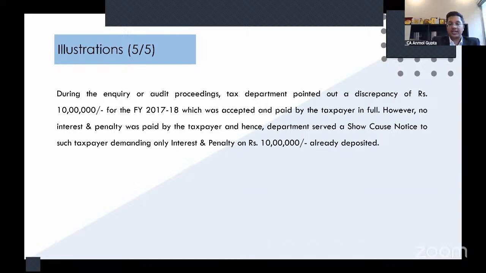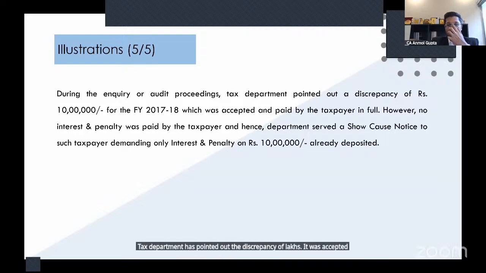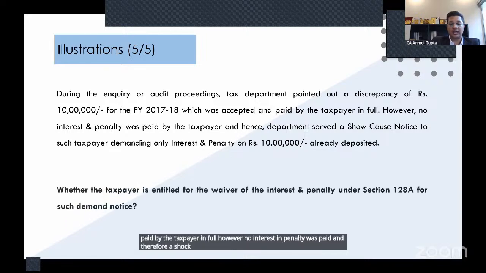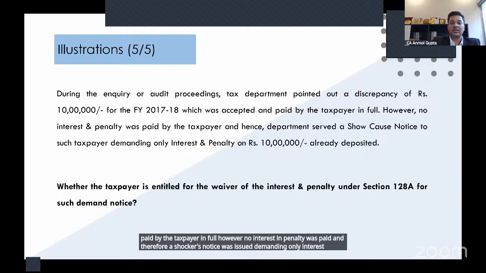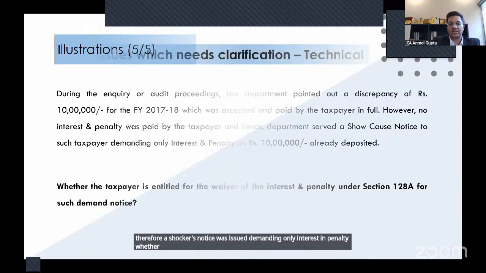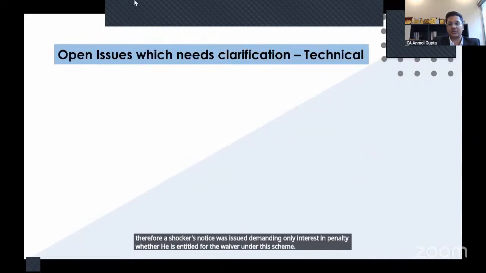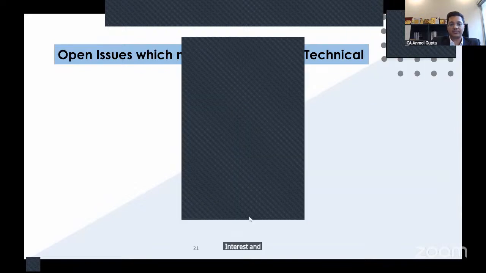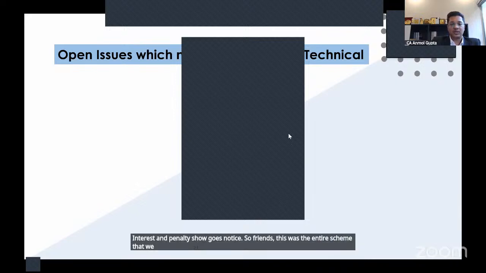Tax department has pointed out a discrepancy of 10 lakhs. It was accepted and paid by the taxpayer in full. However, no interest and penalty was paid, and therefore a show cause notice was issued demanding only interest and penalty. Whether he is entitled to the waiver under this scheme? Yes, they are entitled to the waiver under this scheme for this interest and penalty show cause notice. So friends, this was the entire scheme that we have discussed till now.